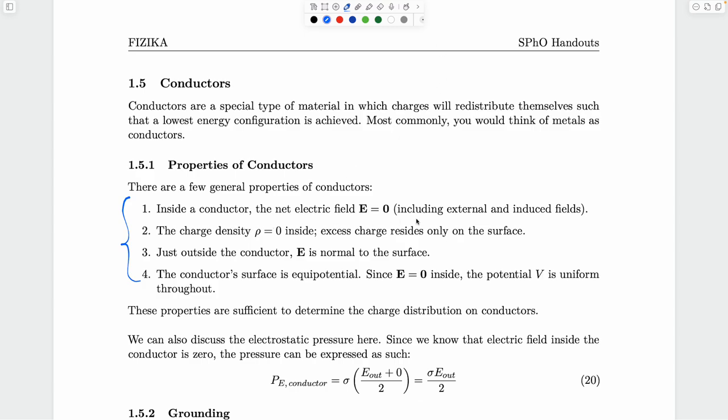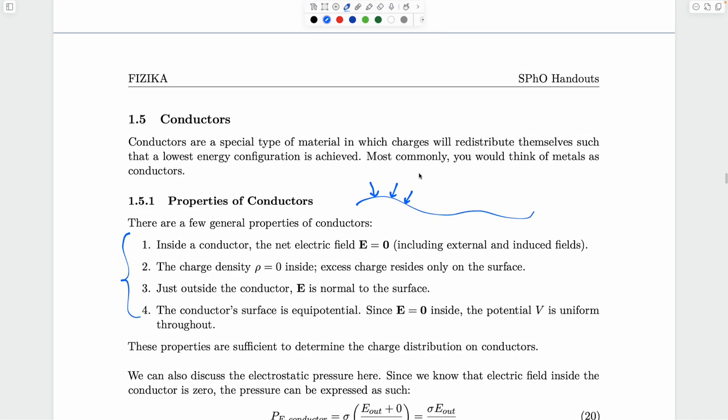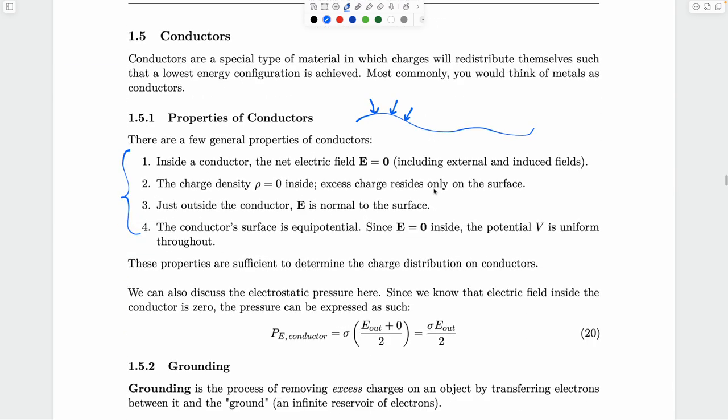Okay? Second, charge density rho equals zero inside. This is because charge will reside only on the surface. Okay? And then third is the E field must be normal to the surface. So even if you have a weird shape, the field at every point must be normal to the surface. Okay? And then it changes because of the surface charge, the discontinuity we just talked about.